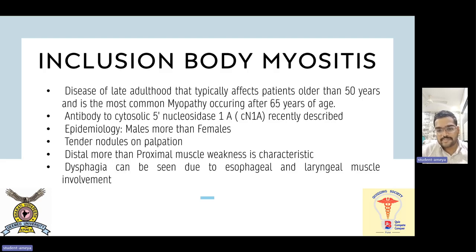However, compared to polymyositis and dermatomyositis, where you had proximal muscle weakness more than distal, in inclusion body myositis there is distal muscle weakness more than proximal, which is characteristic. Also, a question which has been asked in various USMLE question banks that I saw: dysphagia can be seen in inclusion body myositis, which is due to esophageal and laryngeal muscle involvement.